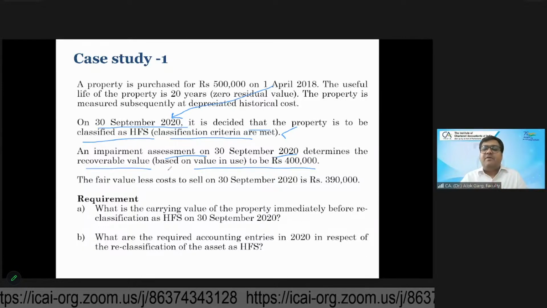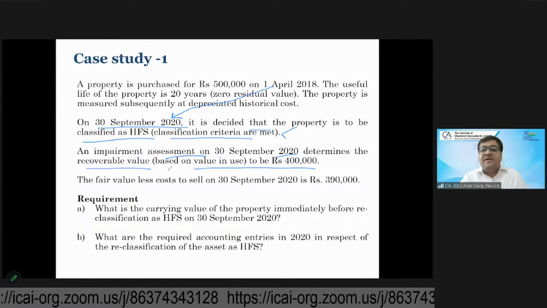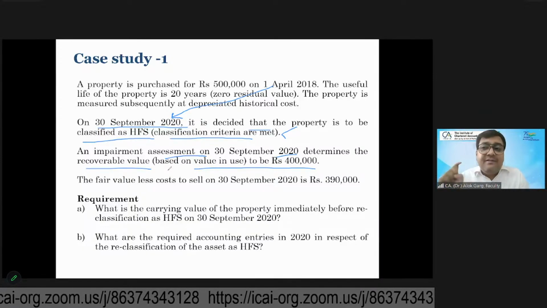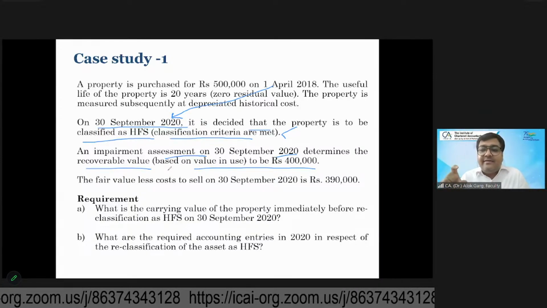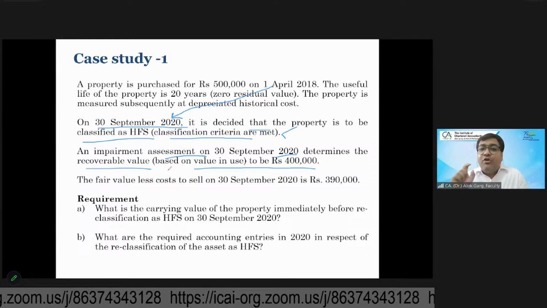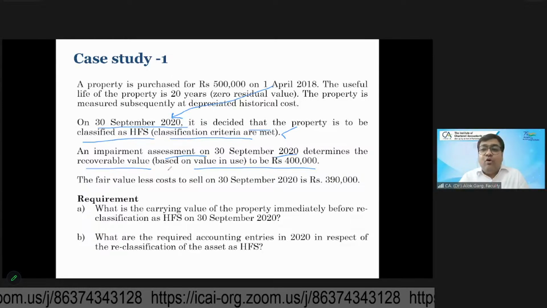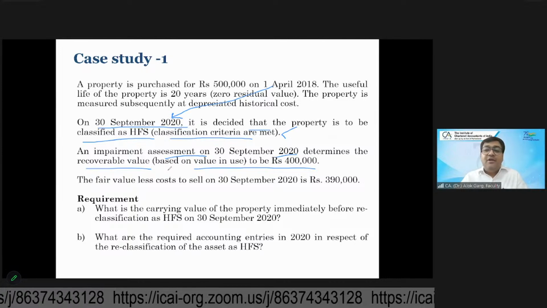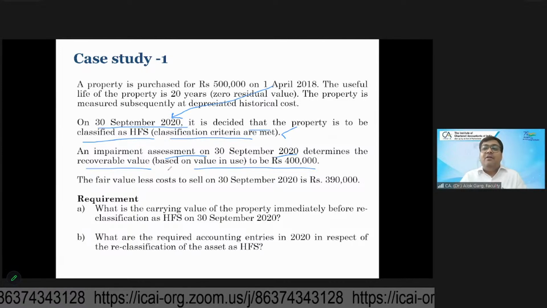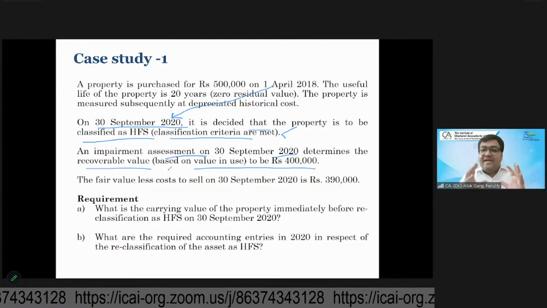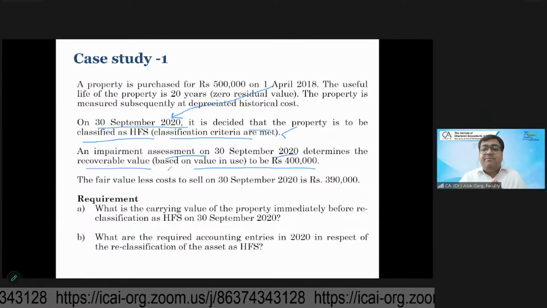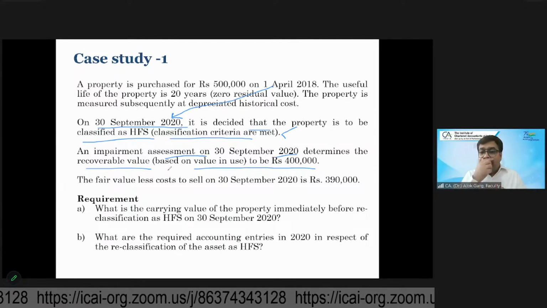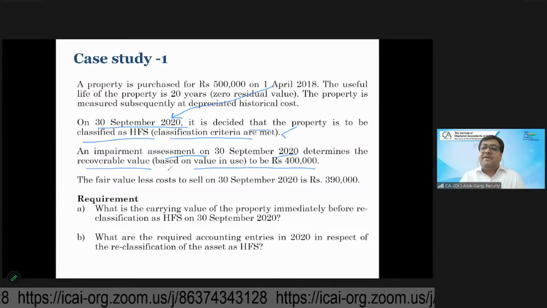My step number one is to compute carrying value as per the respective standard. Respective standard means the standard to which originally this asset belongs. Originally, this asset belongs to Ind AS 16 Property, Plant and Equipment. So I need to compute the carrying value of this asset as per the PP&E standard, immediately on the date of classification as held for sale.